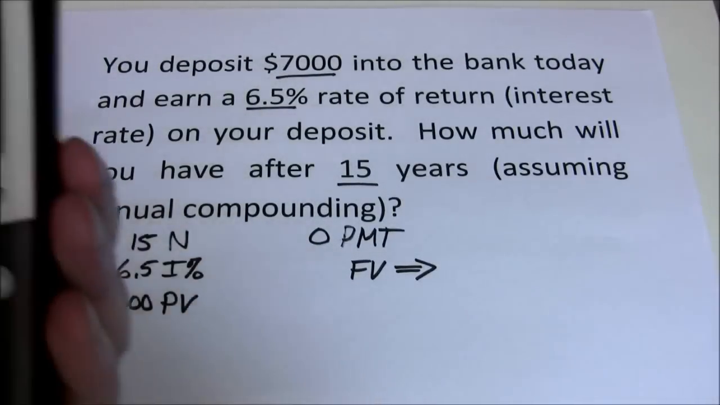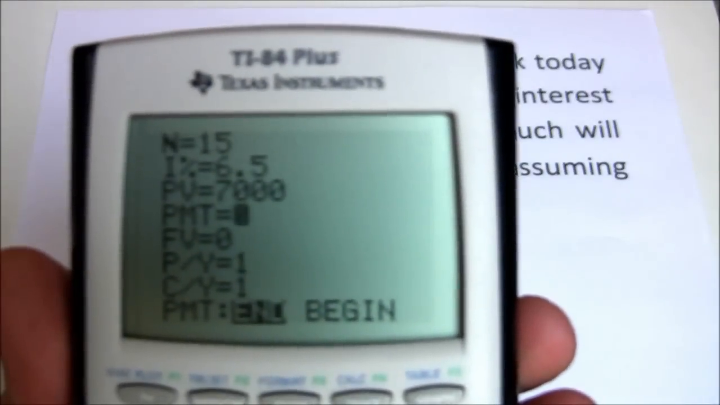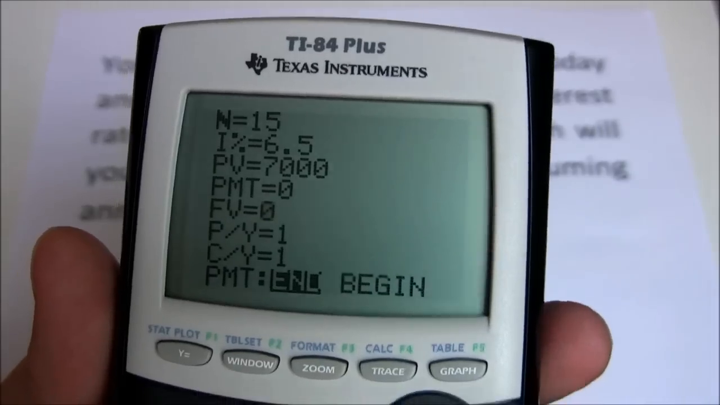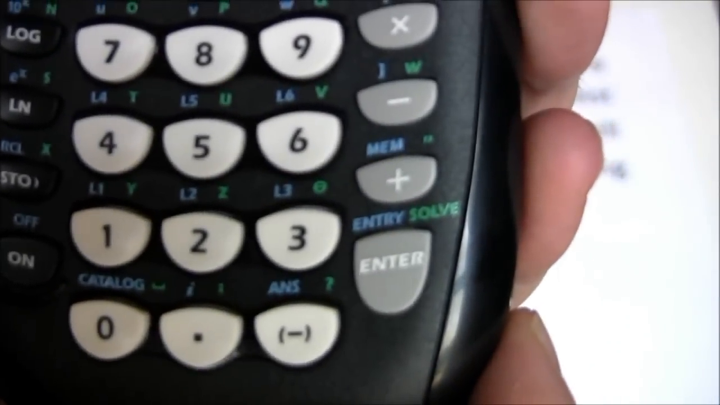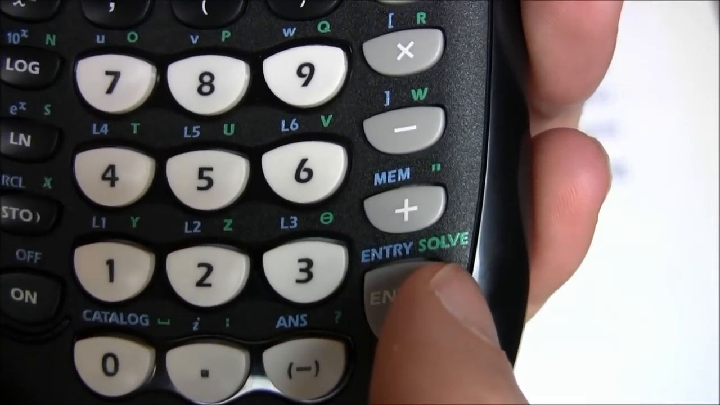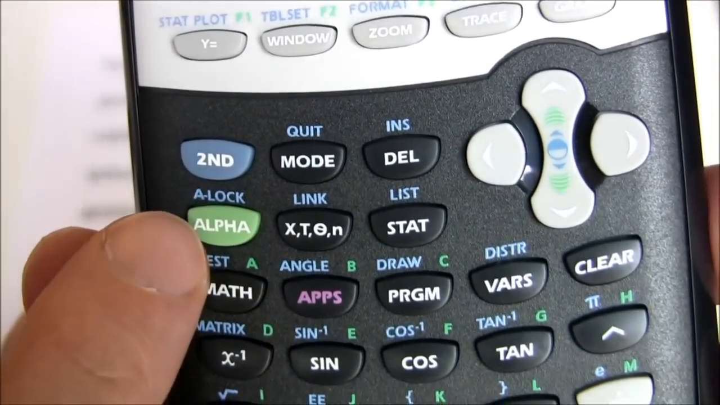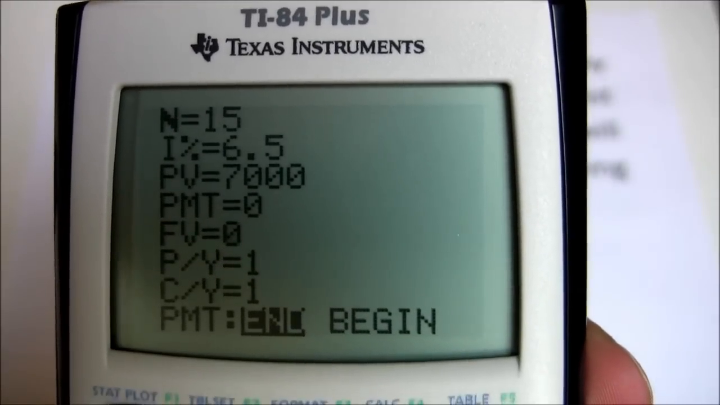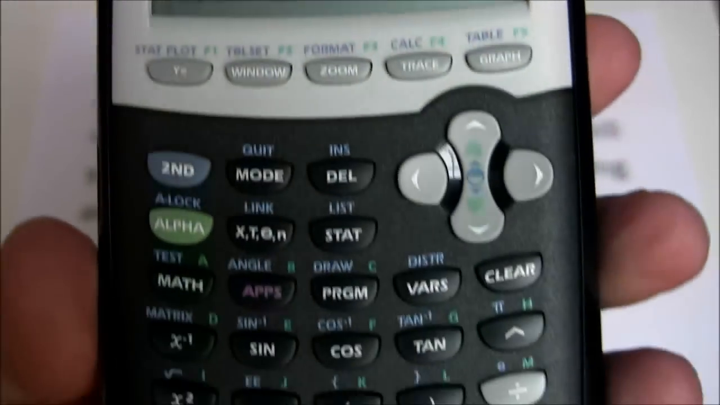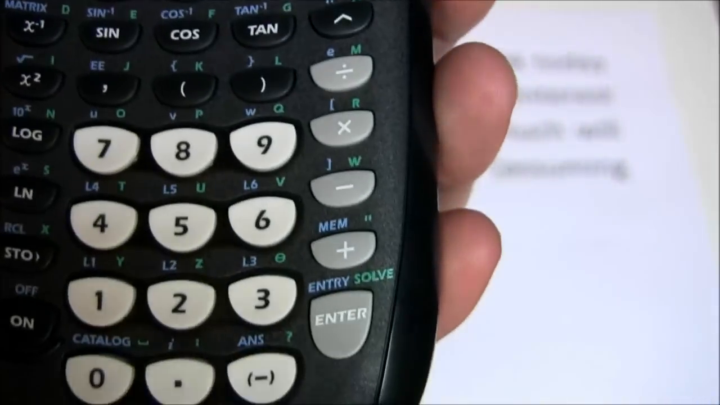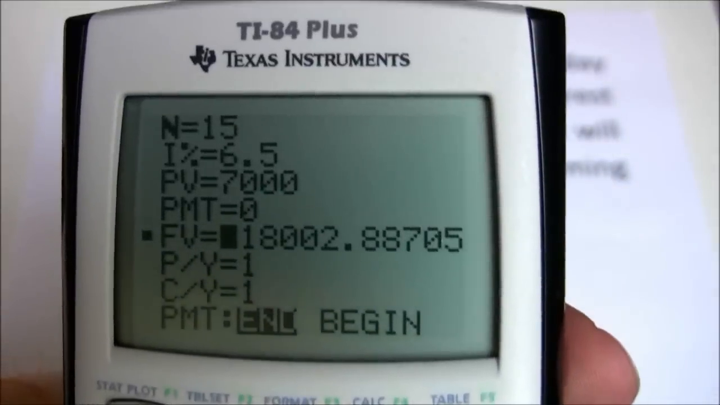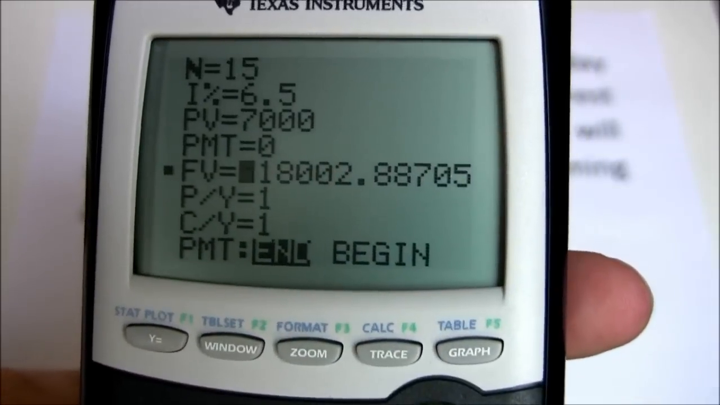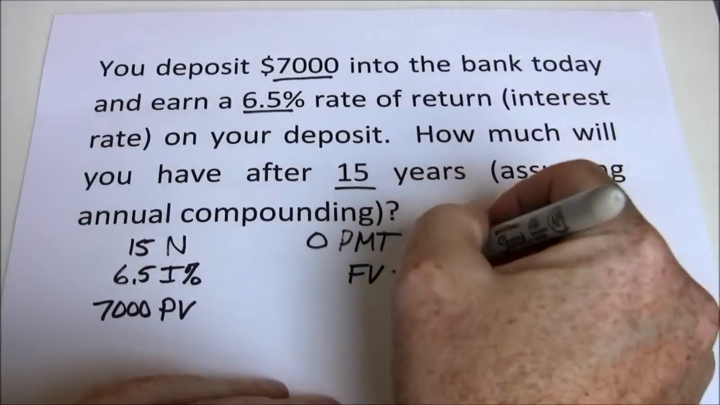Remember, we don't have a value for that, and it's currently set at 0. So just use down. Now we're at future value. That's what we want to solve for. Now note in your calculator here that solve is actually green, which means we're going to have to use this alpha shift here in order to solve. So when we get to solving, we move the cursor to what we want to solve for, press alpha, and solve, and we get negative $18,002.89. Just go ahead and write that down.